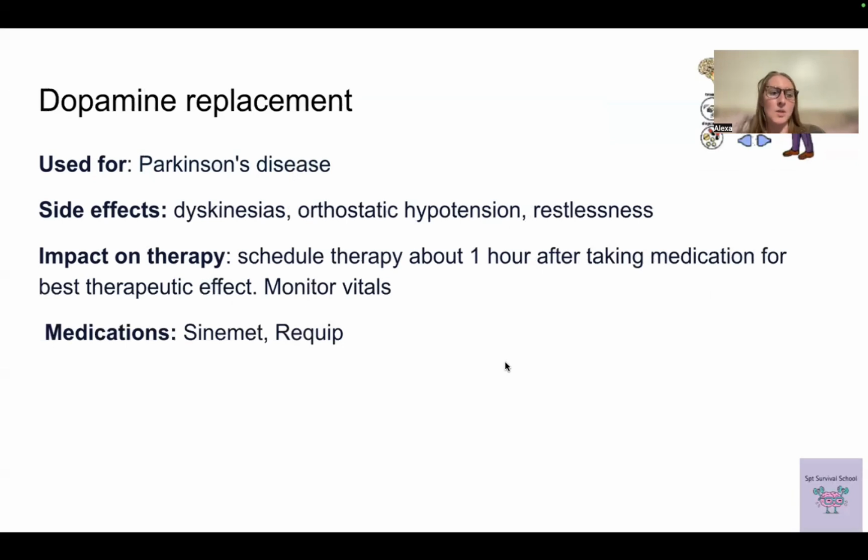Dopamine replacement. So these are used for Parkinson's disease in particular. Some side effects are dyskinesias, orthostatic hypotension, and restlessness. Impacts on therapy. Sometimes the timing of these medications is going to be important for therapy. So scheduling therapy about 1 hour after taking this medication is going to give the best therapeutic effect. So you're able to work with the patient in a more therapeutic capacity. Also monitoring vitals just because they do have that orthostatic hypotension, so changes in blood pressure with positioning. Some medications are Sinemet and Requip.